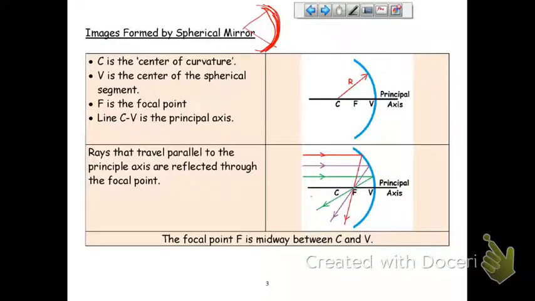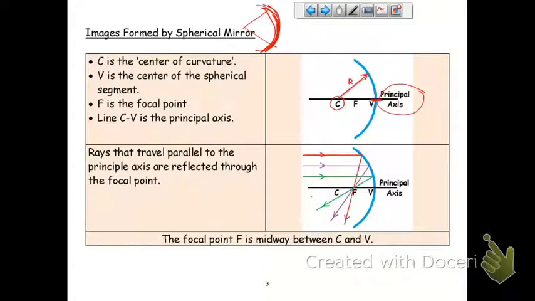So we're going to deal with spherical mirrors, and we have the principal axis. And then we have various points. We have the center of curvature. That's basically the middle of your sphere. And it's got a certain length, which is always going to the mirror. We have what's called the center of the spherical segment, V. It's the point where the principal axis meets your mirror.